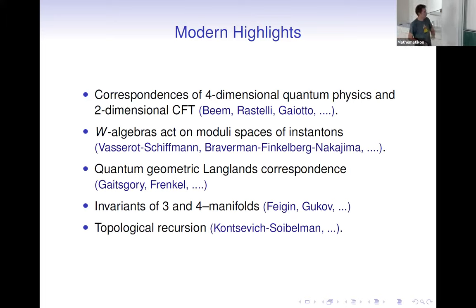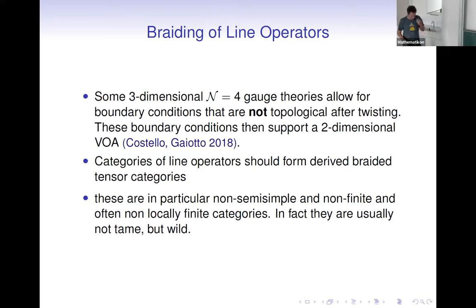And then Wang Song will tell us a bit about topological recursion. The representation categories are, from my perspective, most commonly related to the braiding of line operators in three-dimensional gauge theory. Yesterday we had a talk about three-dimensional gauge theories, but those were N=2 supersymmetric. So in that setting the connection to VOAs is much less clear. But if you have N=4 supersymmetry, it turns out that you can do a twist, and this topological twist has the property that at the boundary it still supports certain VOAs. So that means you can have topologically twisted gauge theories that still support VOAs.